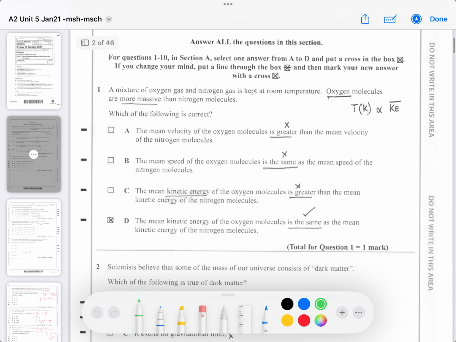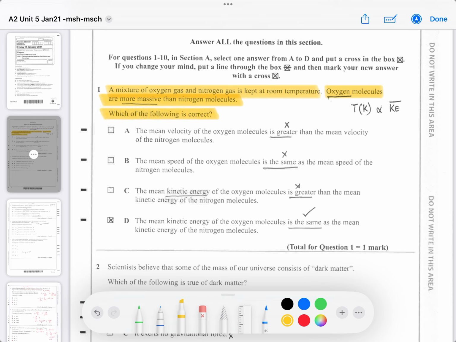So question 1 is multiple choice. We go straight through into reading it. A mixture of oxygen gas and nitrogen gas kept at room temperature. That's the context. Oxygen molecules, it says, are more massive than nitrogen molecules. They have more mass. So they want you to say which of A, B, C, or D is the correct statement.